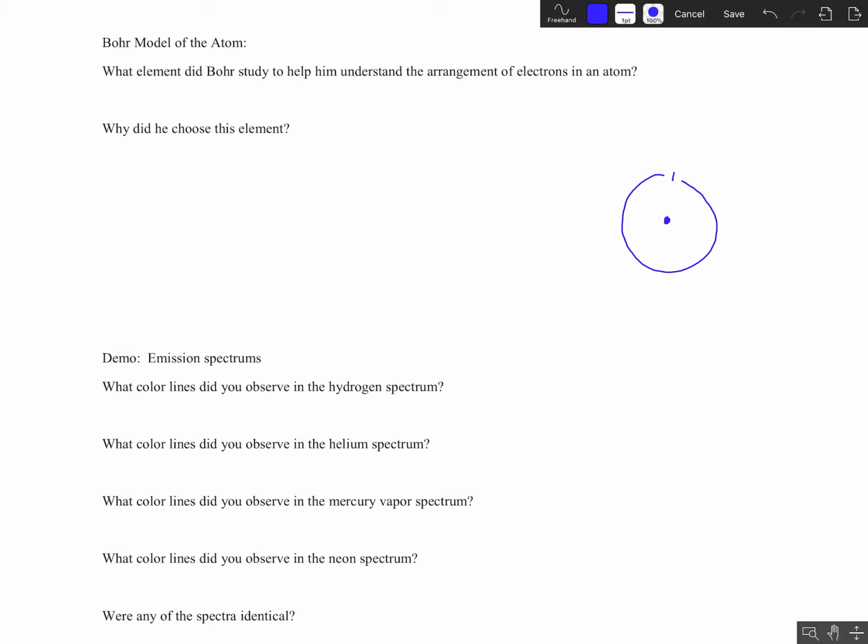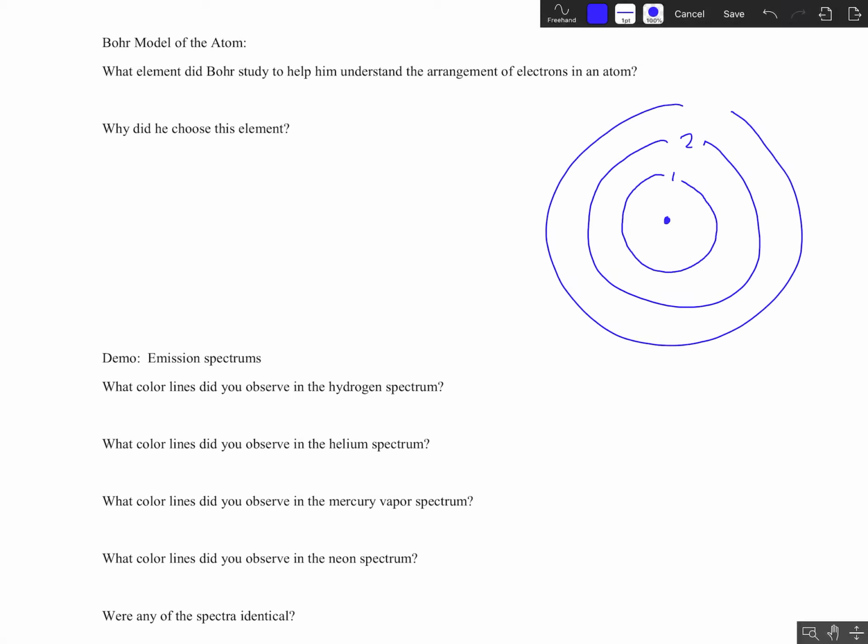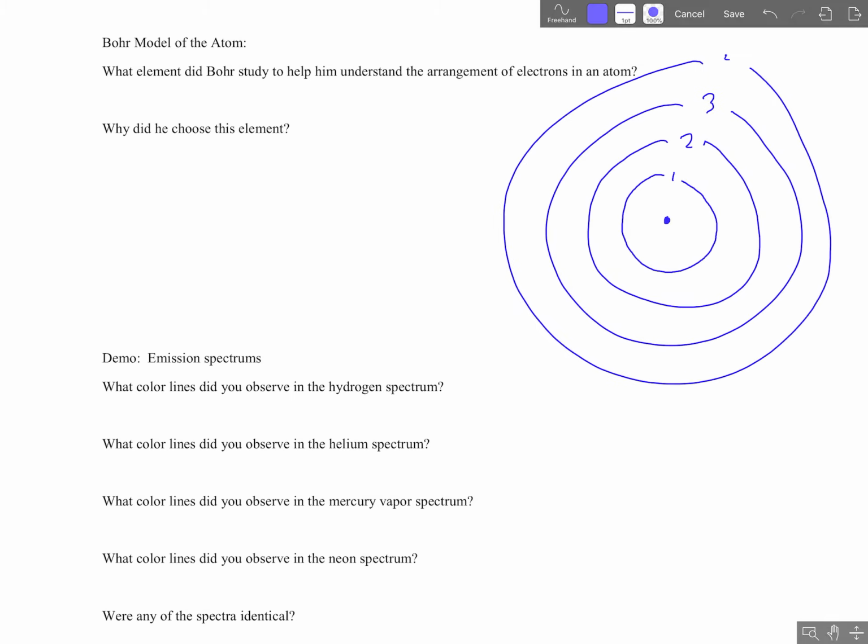The one closest to the nucleus, he called the first energy level, and then we had the second energy level, third energy level, and so on. And Bohr determined this by understanding a little bit about the behavior of light. Hydrogen has only one electron. That's why Bohr chose hydrogen to work with.